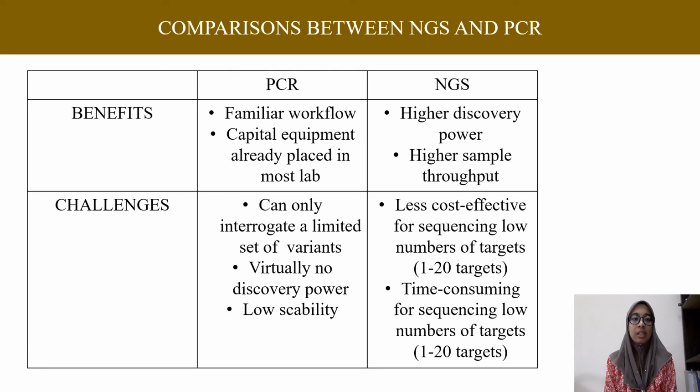The comparison between NGS and PCR is, for the benefit PCR, it has a familiar workflow and capital equipment already placed in most lab. For NGS, it is higher discovery power and higher sample throughput. For the challenges for PCR, it can only interrogate limited set of variants, virtually no discovery power, and low scalability. For the NGS, less cost effective for sequencing low number of targets between 1 to 20 targets, and time consuming for sequencing low numbers of targets.